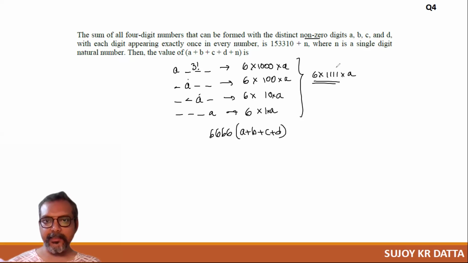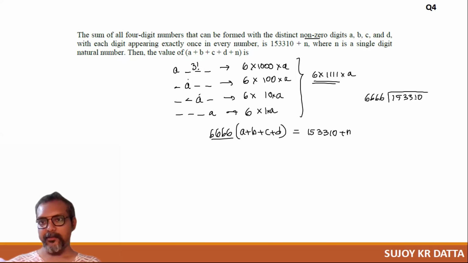And now they are saying that this is actually 153310 plus n, where n is a single digit number. So that means n could be anything from 1 to 9. And after adding that, the result will be divisible by 6666. So let us divide 153310 by 6666 and calculate the remainder.